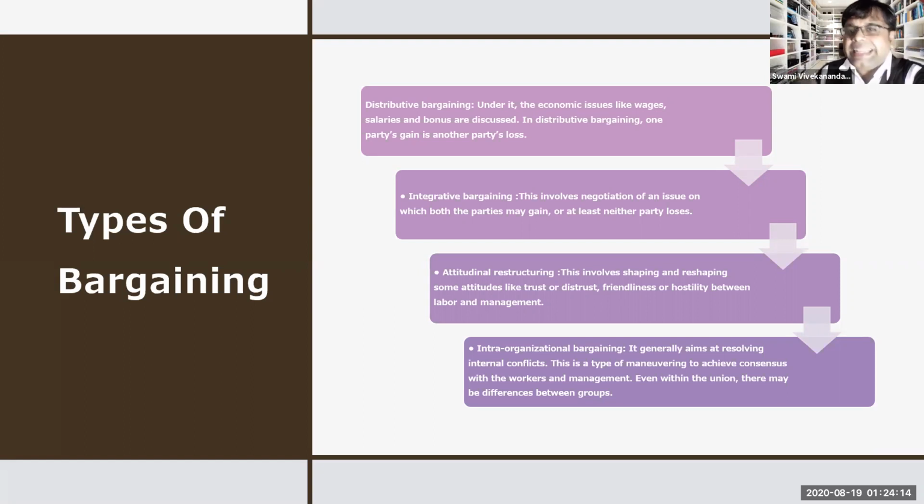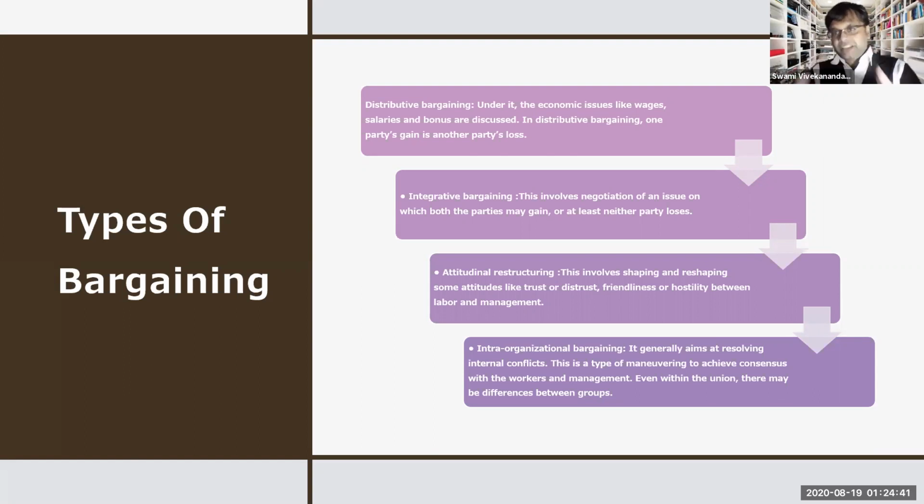Next one is integrative bargaining. What is that? This involves negotiation of an issue on which both parties may gain, or at least neither party loses. Okay, integrative. You can say it is a kind of productivity bargaining also. Integrative, the integrated or integrative bargaining. Say, for example, the employees or the laborers want to raise their salary.